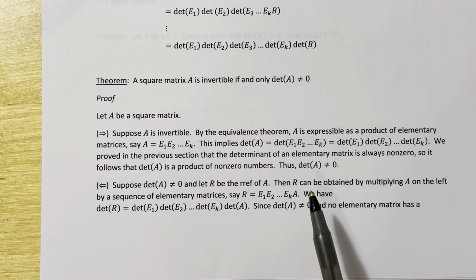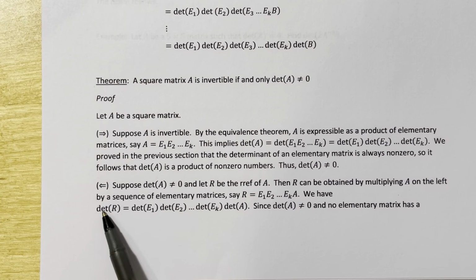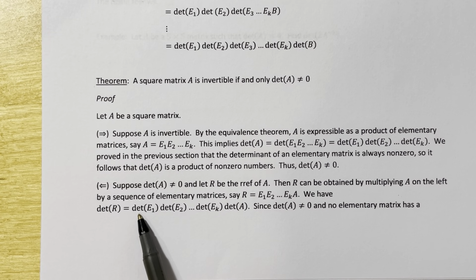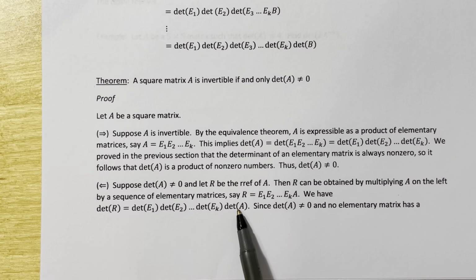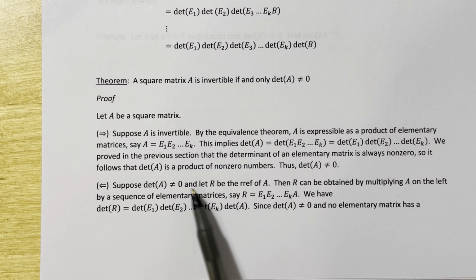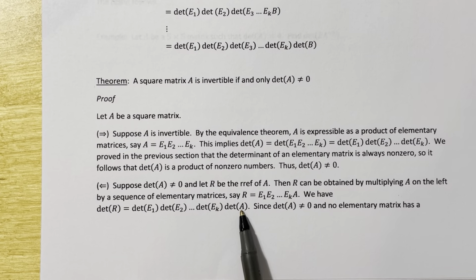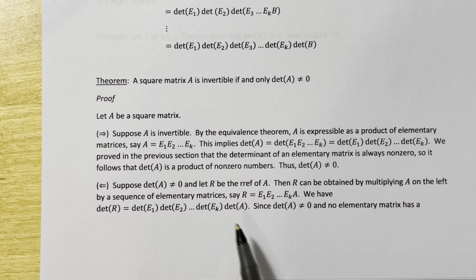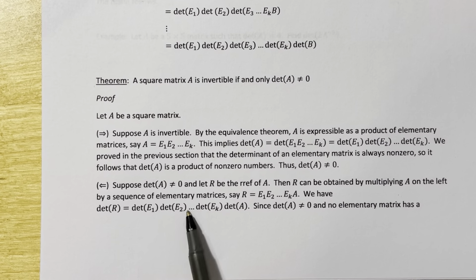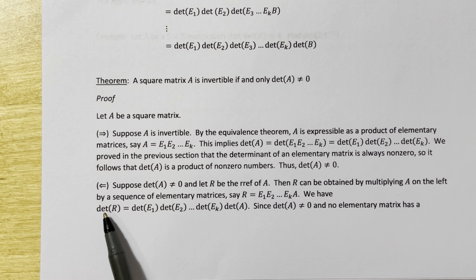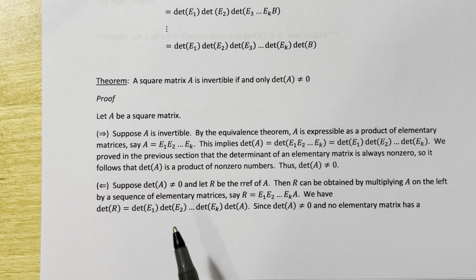And now I can apply the result that we proved up there once again. Taking the determinant of both sides says that the determinant of R is equal to the determinant of each of these elementary matrices times the determinant of A. Now we are under the assumption that the determinant of A is not equal to 0, which means I have a non-zero number here times a bunch of non-zero numbers over here, because each elementary matrix has a non-zero determinant. So that means the determinant of R is equal to a product of non-zero numbers, which would mean it's non-zero.